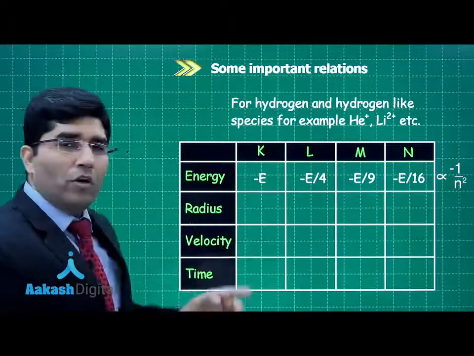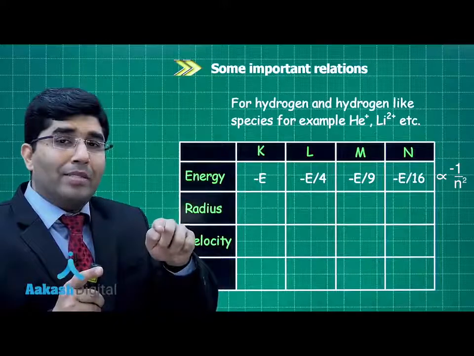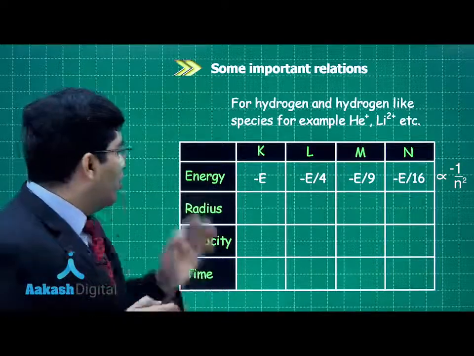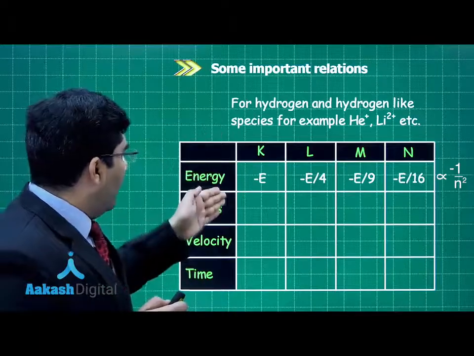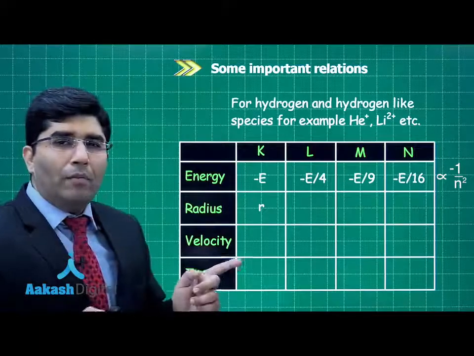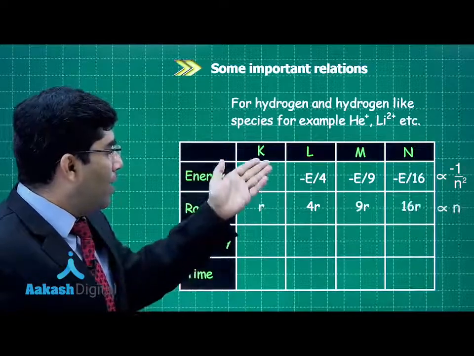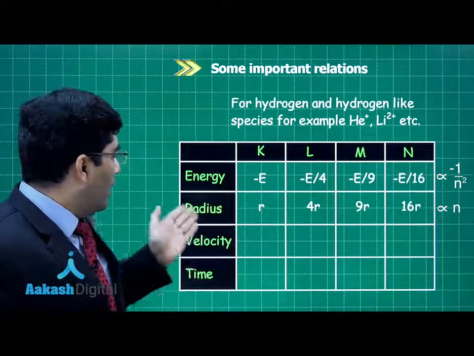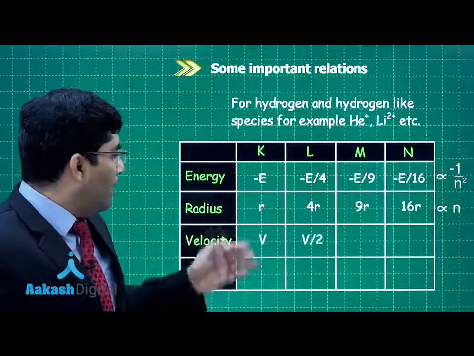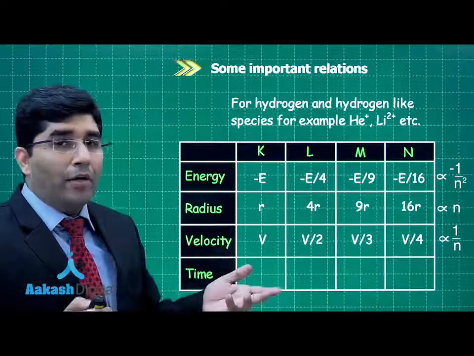Now radius, what was the formula of radius? It was 0.529 × n²/Z. Z is the same, so it depends on n². So if the radius of the K shell is r, L will be 4r, M will be 9r, and N will be 16r. If we talk about the velocity, it will be v, then v/2, v/3, and v/4 according to the formula.